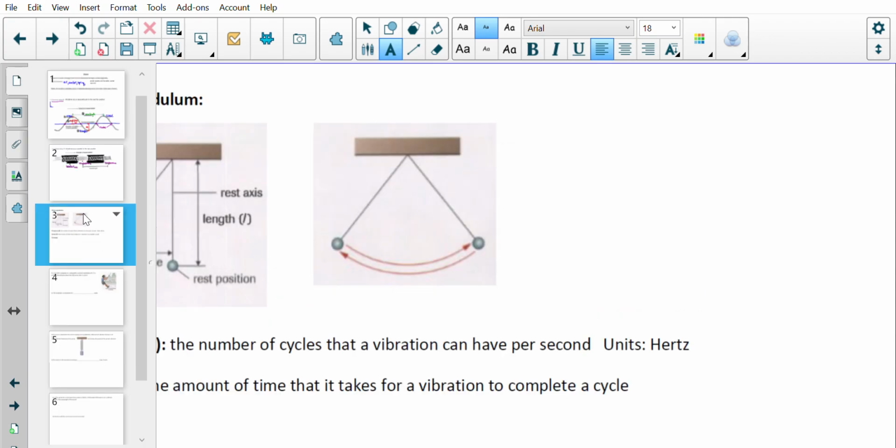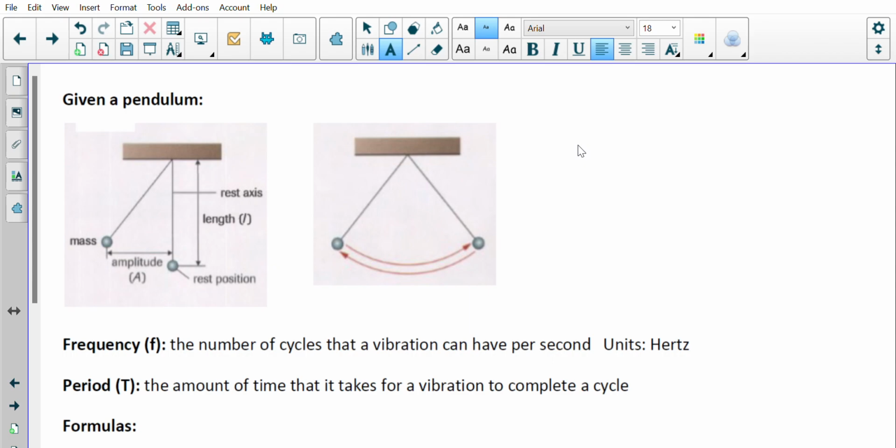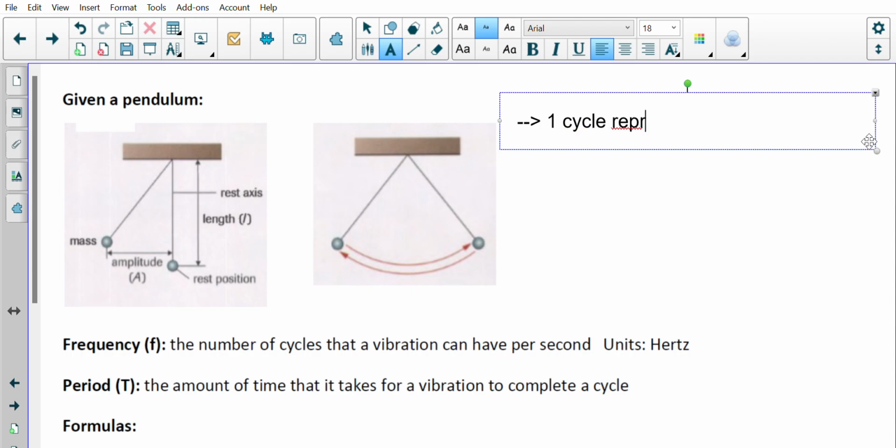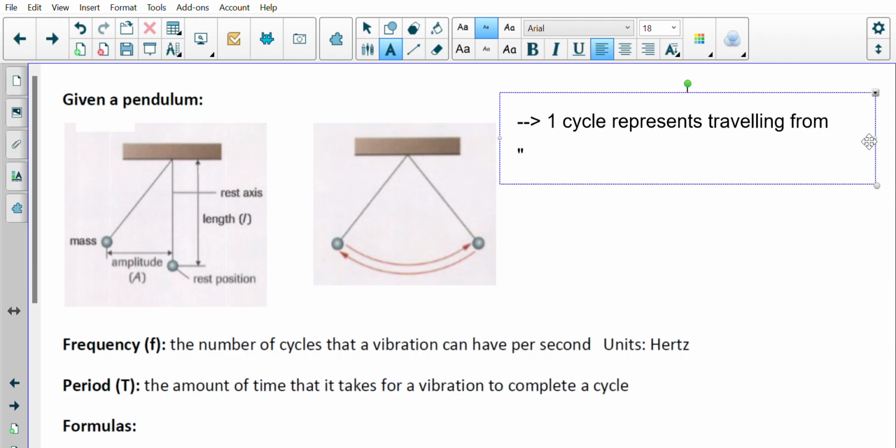All right, now a little something about waves. Given, for instance, a pendulum, its rest position is just hanging straight down, right? But then you pull it back and let it go, and the pendulum goes back and forth. Now, when you're dealing with waves, they're repeating themselves. And so what we say is that one cycle represents traveling from start to start.